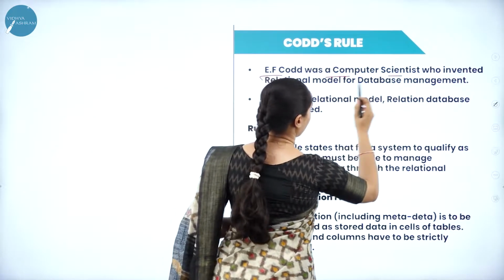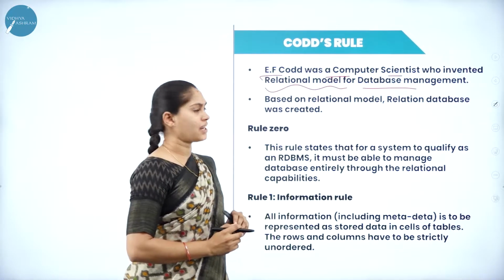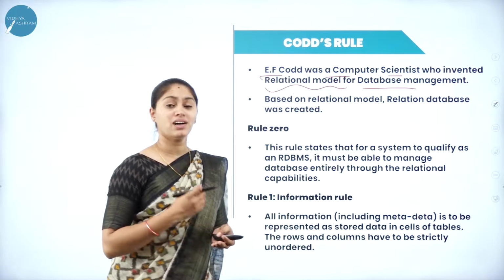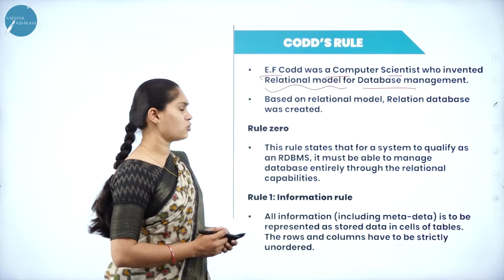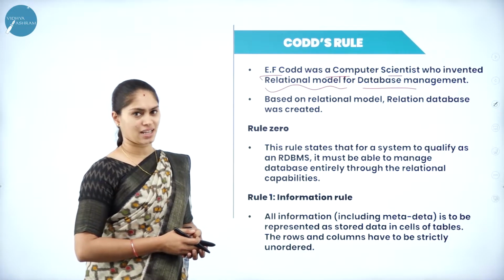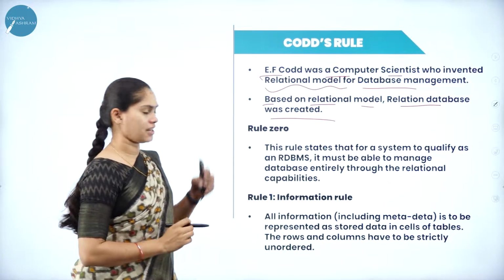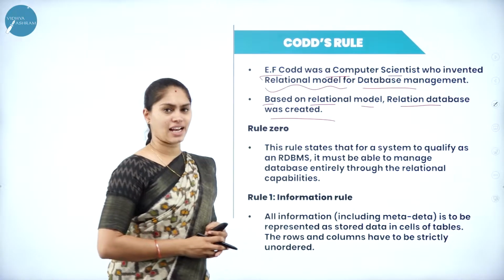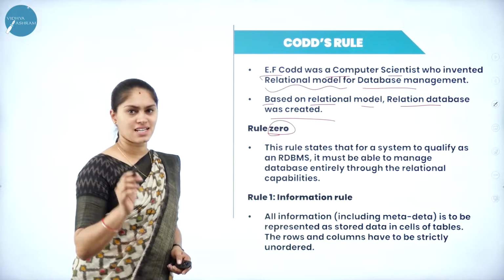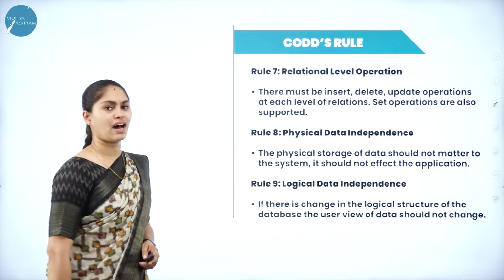E.F. Codd was a computer scientist who invented the relational model for database management. He brought a new thing called the relational model. By making use of the relational model, he managed the database in a proper, efficient and effective manner. If we follow all those rules, we can make a normal DBMS into a relational database management system. Based on the relational model, the relational database management system was created. Codd's rules start with 0 and go up to rule 12, so totally we have 13 rules.